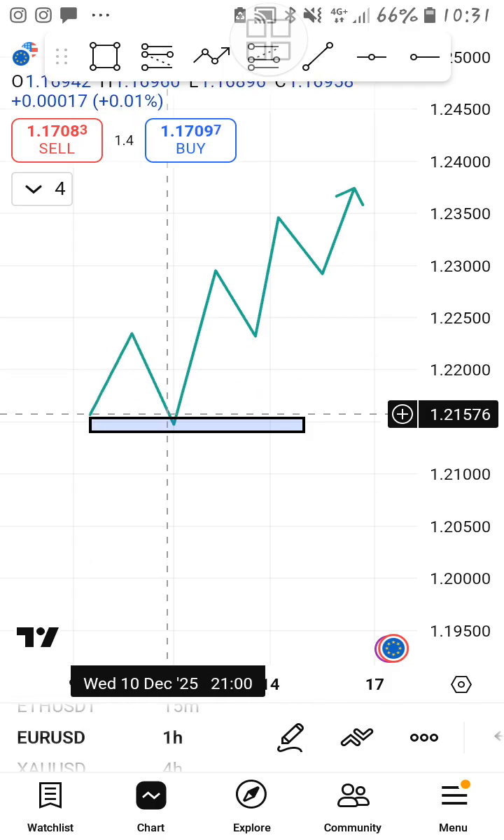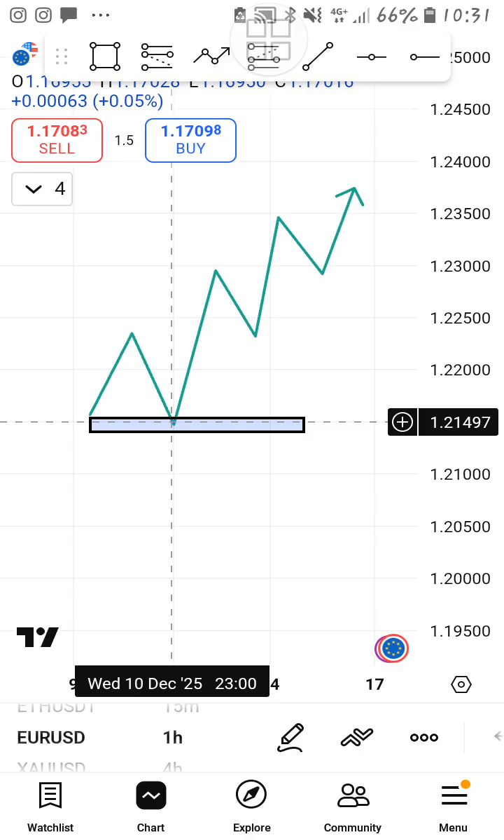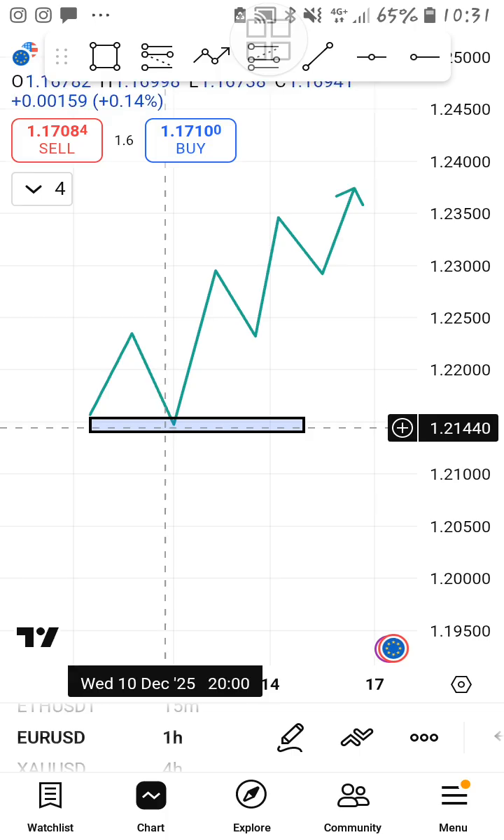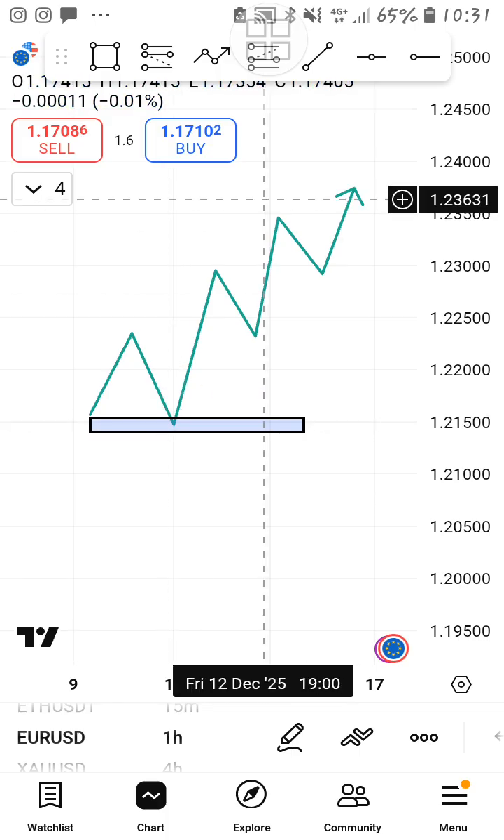If the market comes to this demand zone, that's where we start looking for confluences such as candlestick patterns. You can say a bullish engulfing, a doji, a shooting star, a hammer, stuff like that. We wait for it to tap into that zone and wait for that big movement.